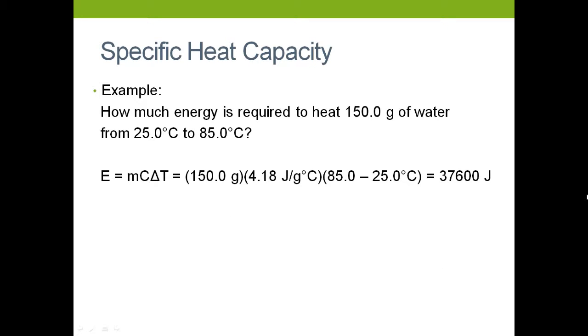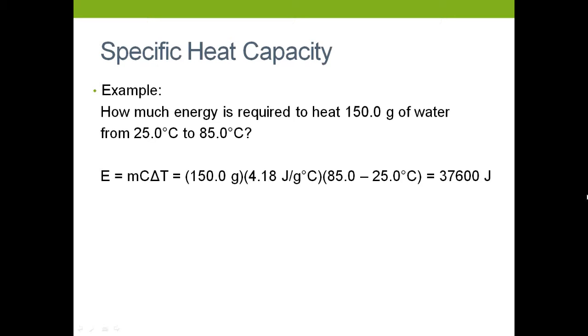Let's use it in an example. How much energy is required to heat 150 grams of water from 25.0 degrees Celsius to 85.0 degrees Celsius? Well, first we write our equation, E equals mc delta T. Then we substitute in our values. The mass is 150 grams.